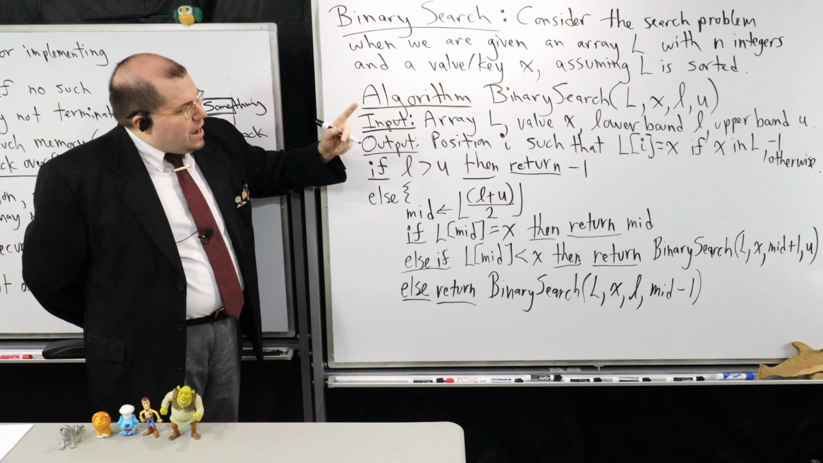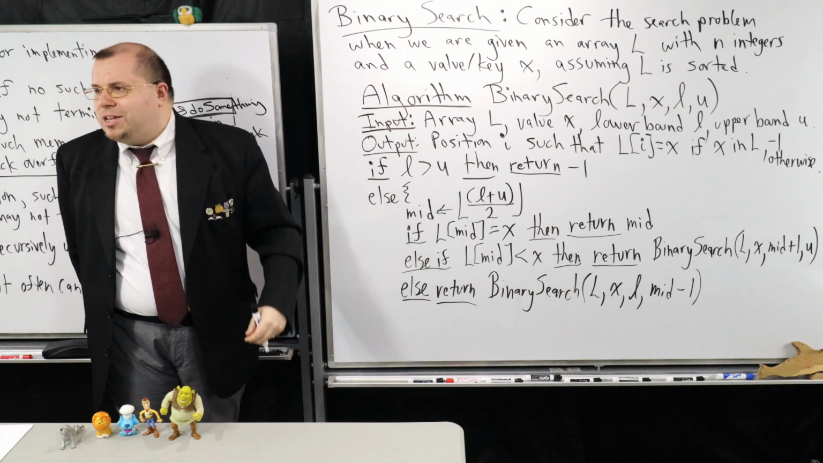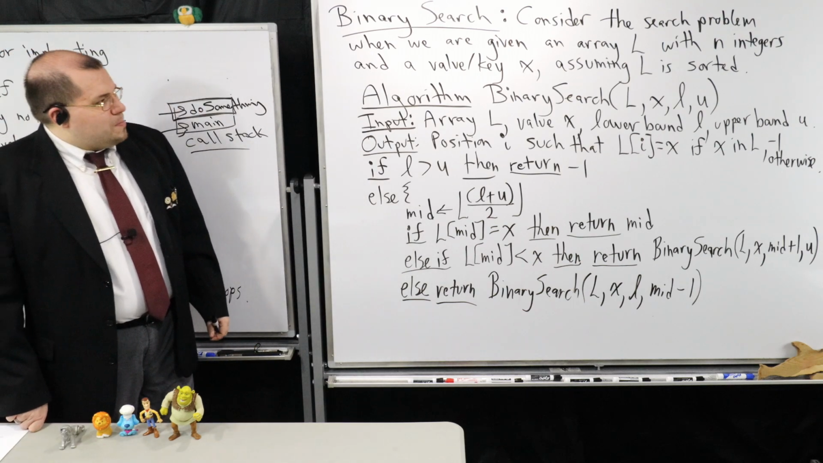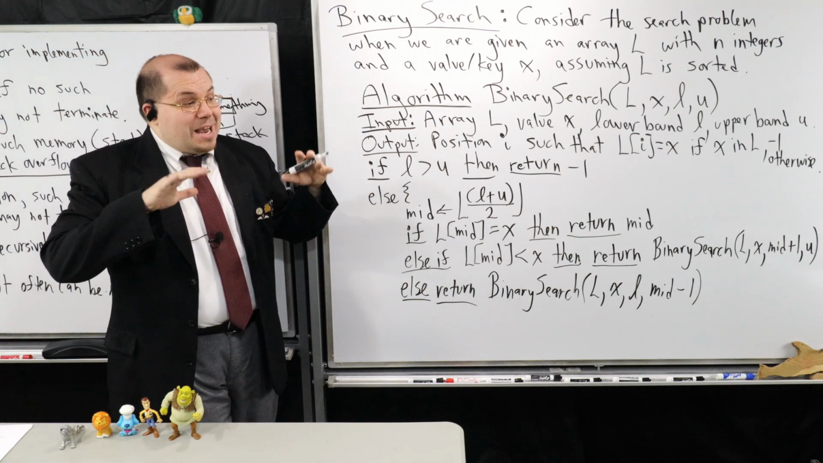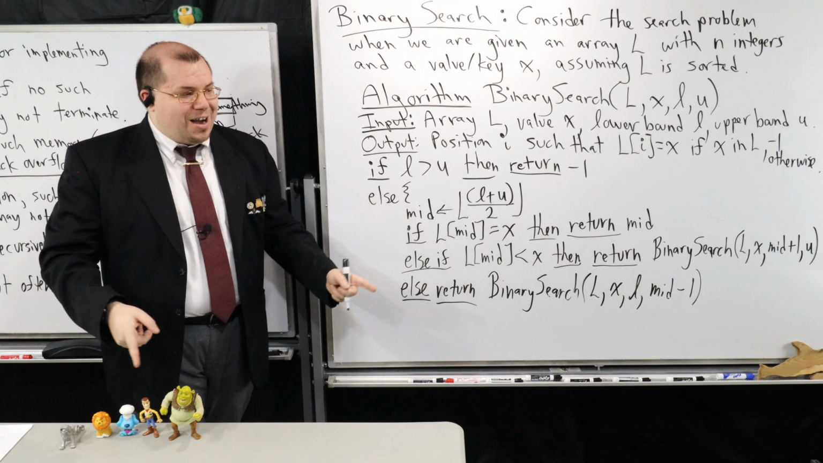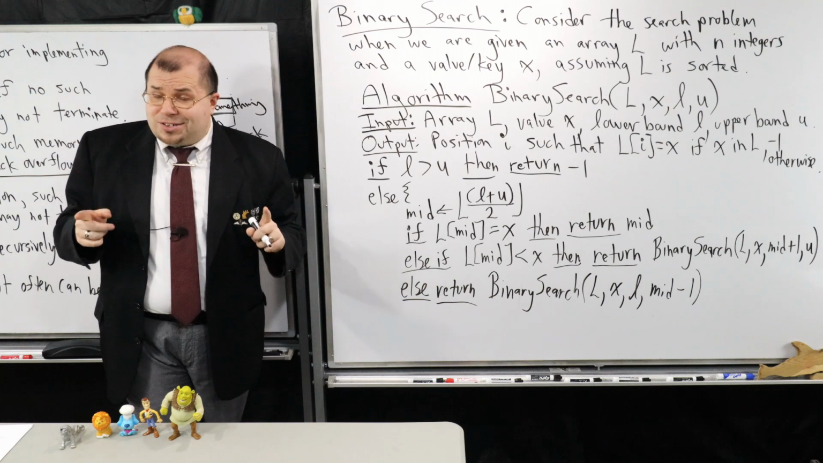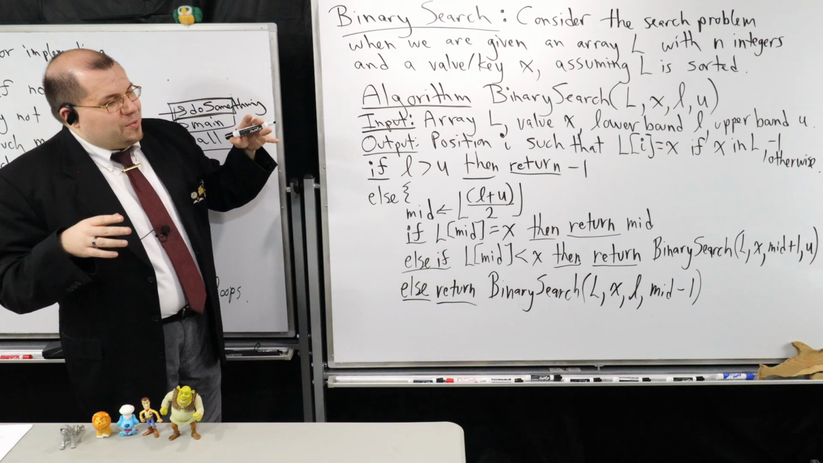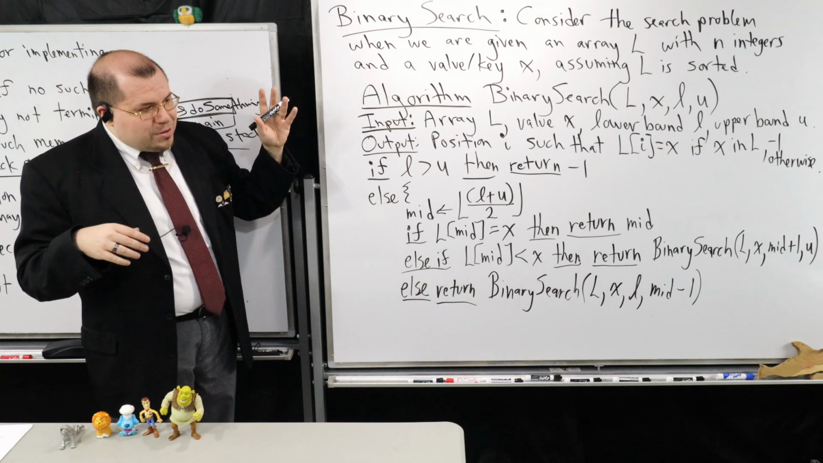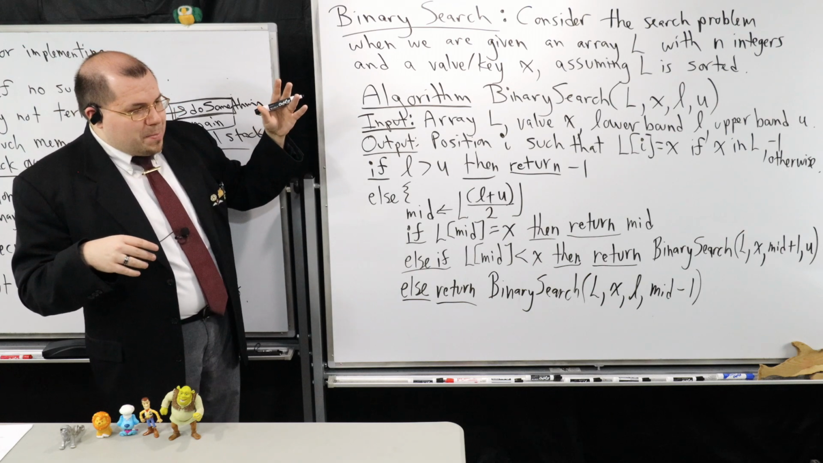So notice that I have an array, I have the key, but I also have these two other values. I have L and U. So this is actually going to be how I'm going to recursively define binary search. Now, if you're familiar with binary search, often they refer to it as a lower limit and an upper limit, or a lower bound and upper bound.